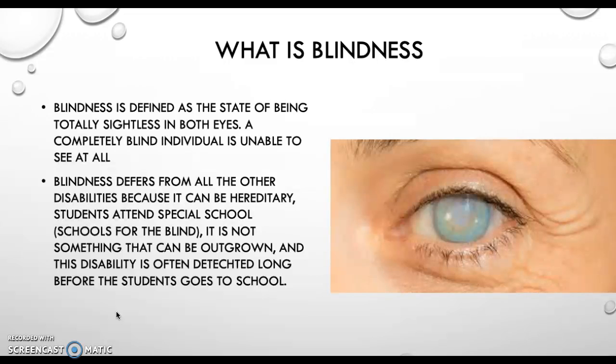And it's also different because typically blind students will attend special schools. They're known as schools for the blind, which is strictly for completely blind students. And blindness is not something that can be outgrown.